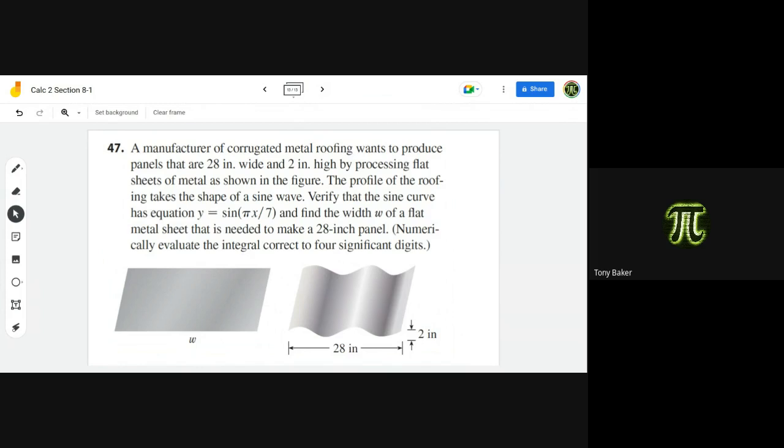So we want our panel to be 28 inches long. We want it to have a 2-inch high wave. So they gave us the equation for it. So you do not have to do the algebra to figure that part out. We want the actual width of the original sheet of sheet metal, which means we want to know what that is, which is my arc length. So set up my integral.